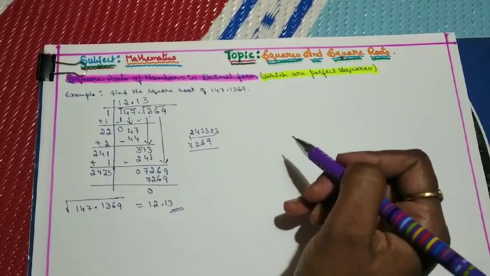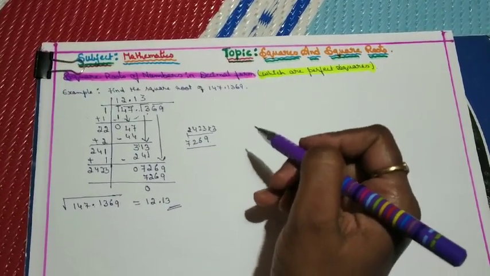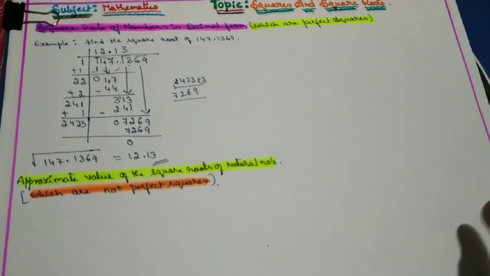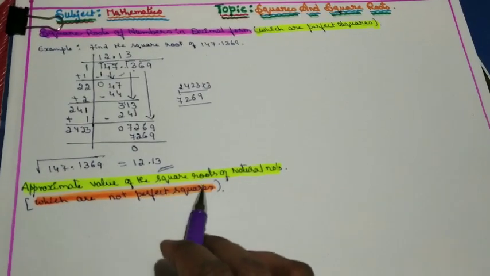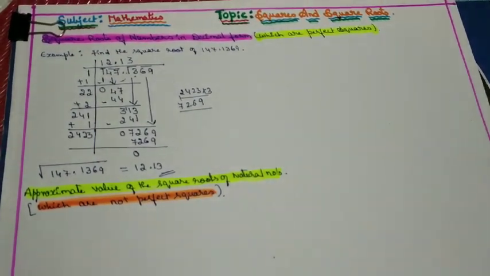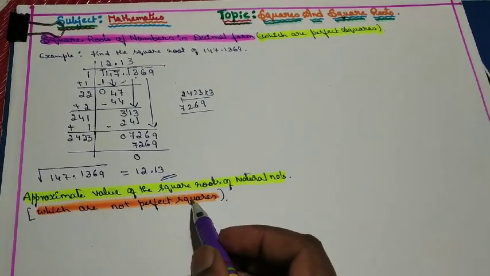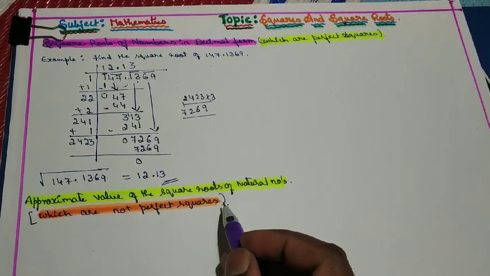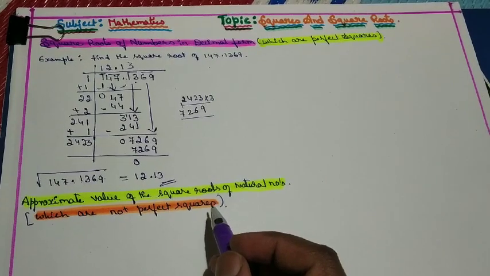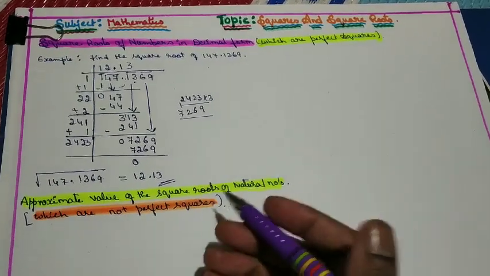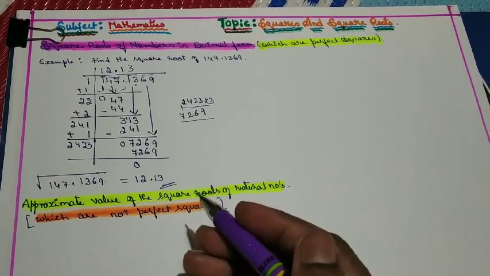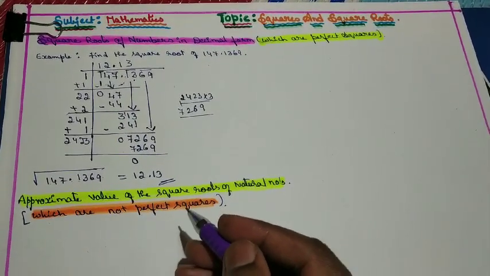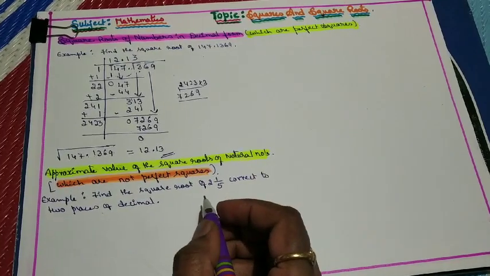Hope this is clear. Now let me go with the square root of a number which is not a perfect square. So, the approximate value of square roots of natural numbers which are not perfect squares. This can also be done by using the long division method, to find approximate square roots of numbers, or we can say decimals, which are not perfect squares. Let me explain this by taking one example again.